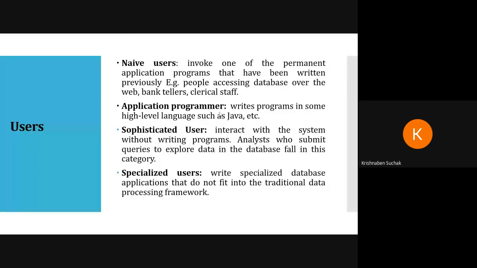Okay. So you can say that people who work with the database can be categorized as database user, or you can say database administrator. There are two kinds. First one is database administrator and the other is database user. In database user, there are four different kinds of user. First one is naive users. What is a naive user and what does it do? It invokes one of the permanent application programs that have been written previously.